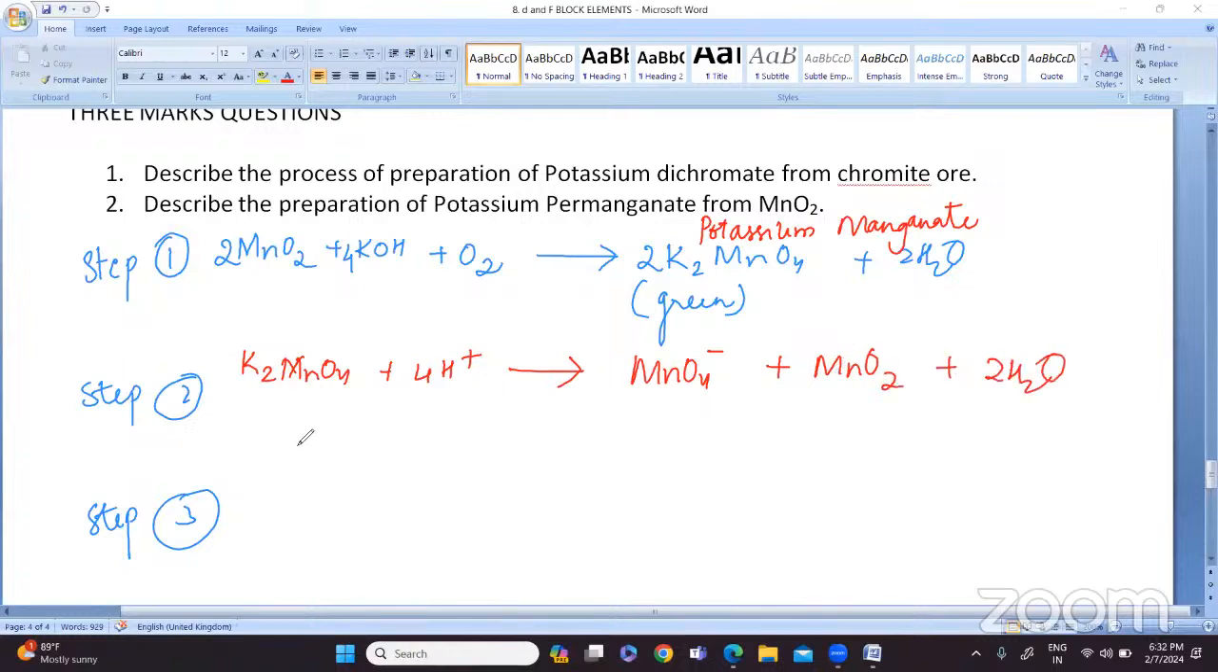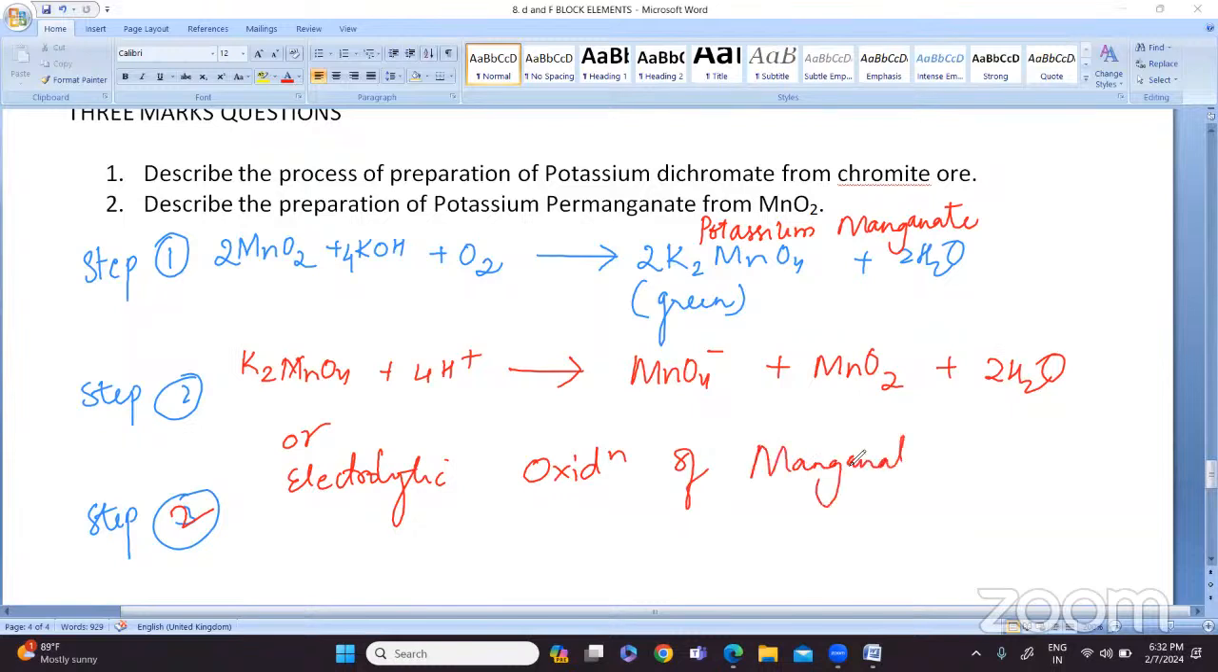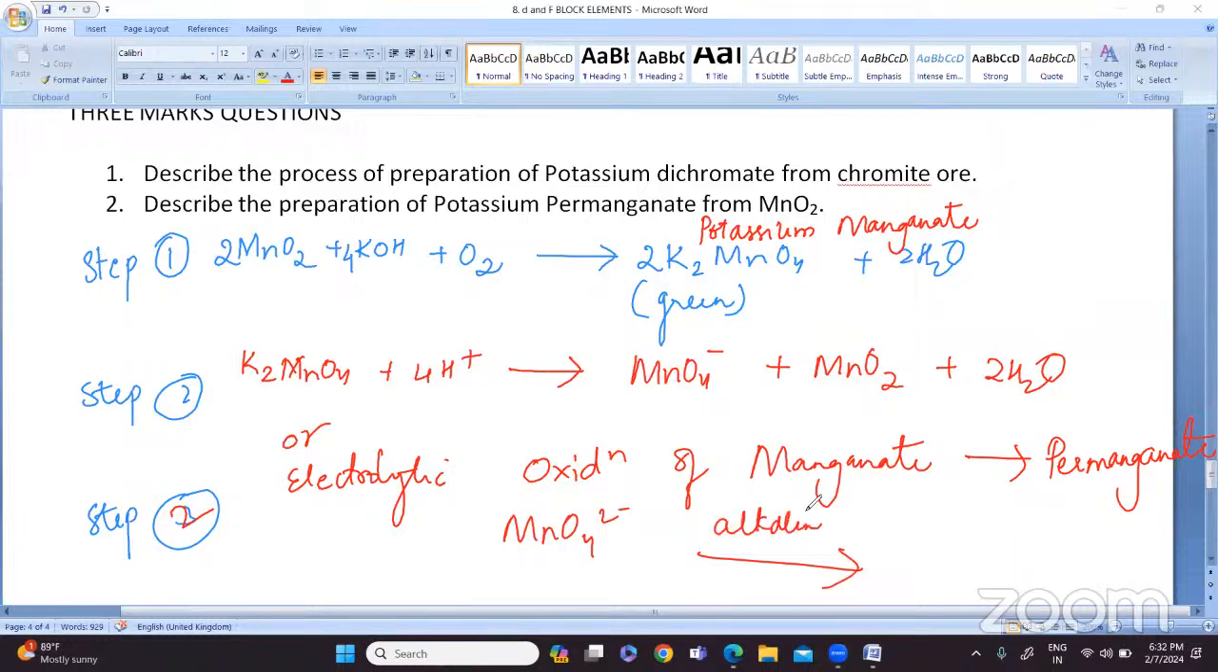Or the second step can also be written by taking the electrolytic oxidation. If we do an electrolytic oxidation of manganate, it gives you permanganate. MnO4 2 minus, if you do an electrolytic oxidation in alkaline solution, you get MnO4 minus. So these are the steps.